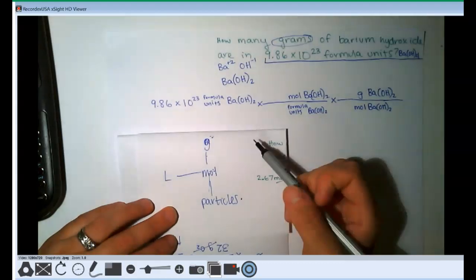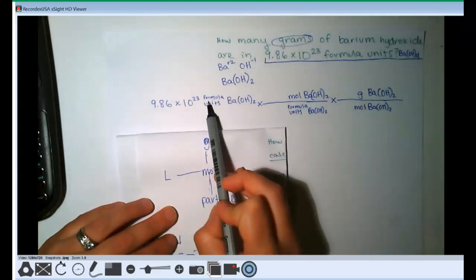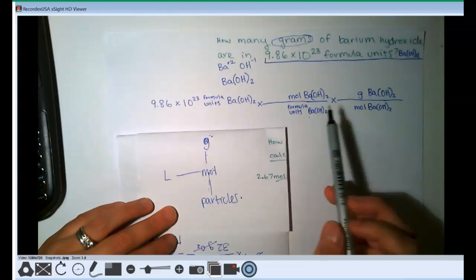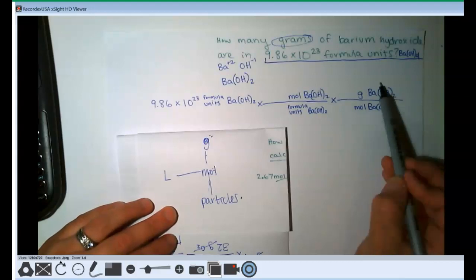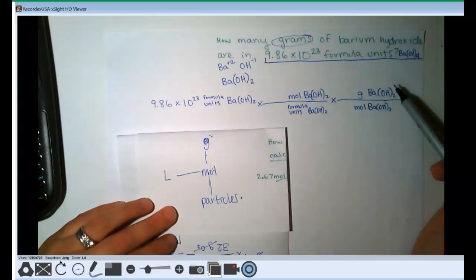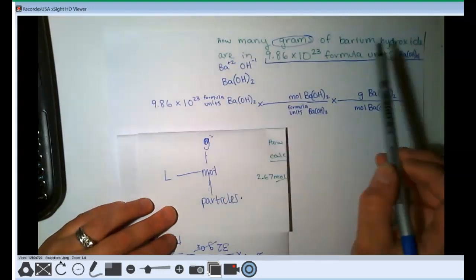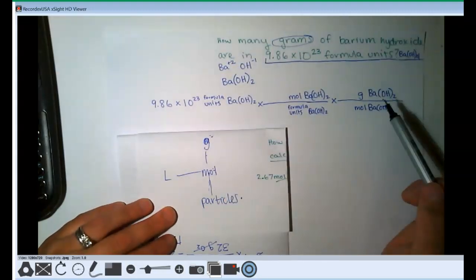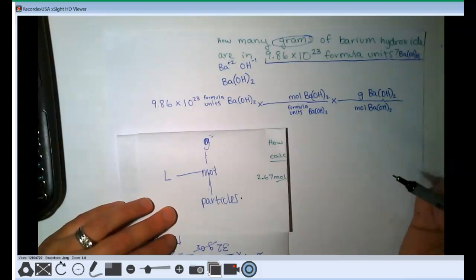Okay, so just to double check, we can go in and make sure all our units are going to cancel. Formula units will cancel with these formula units, that makes sense. Then moles will cancel with the moles down here, and we'll be just left with grams of barium hydroxide, which we can look at our problem and it says how many grams of barium hydroxide. So that's exactly what we want to be left with. So we know we've set our problem up right. Now we just need to fill in some numbers.